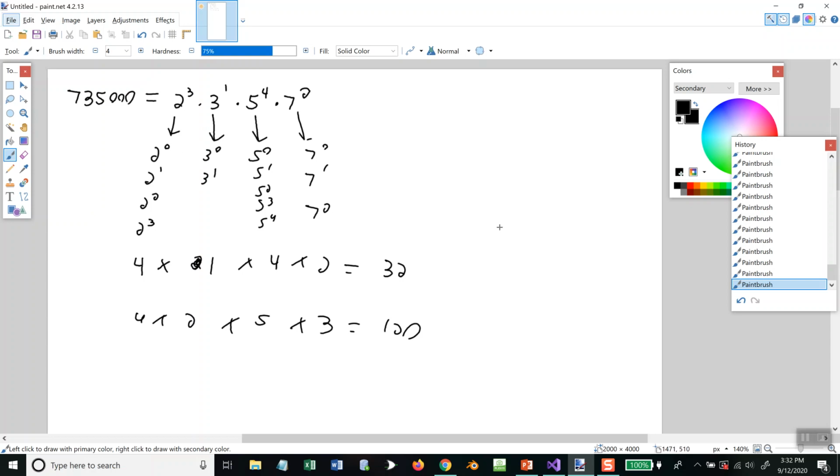Yeah, that would make perfect sense because you can't just include like this, because if I included 7 to the first times 5 squared, that'd be 25 times 7, which is not 735,000. So you have to have all 4 components for the number of possibilities. But our answer is 120.